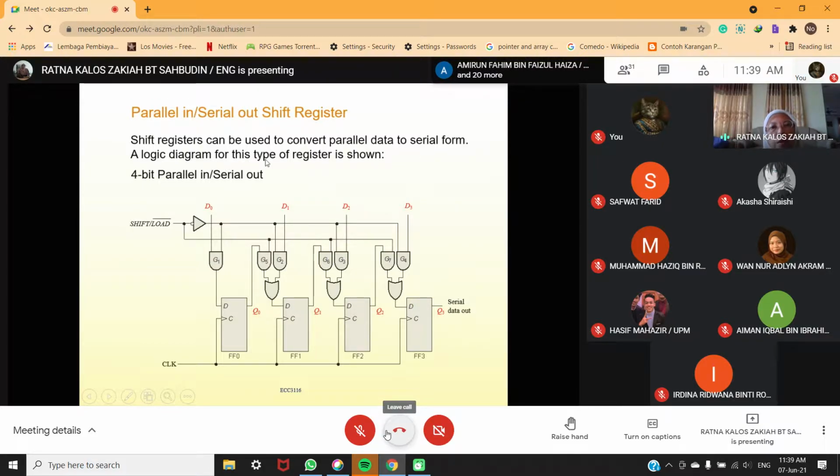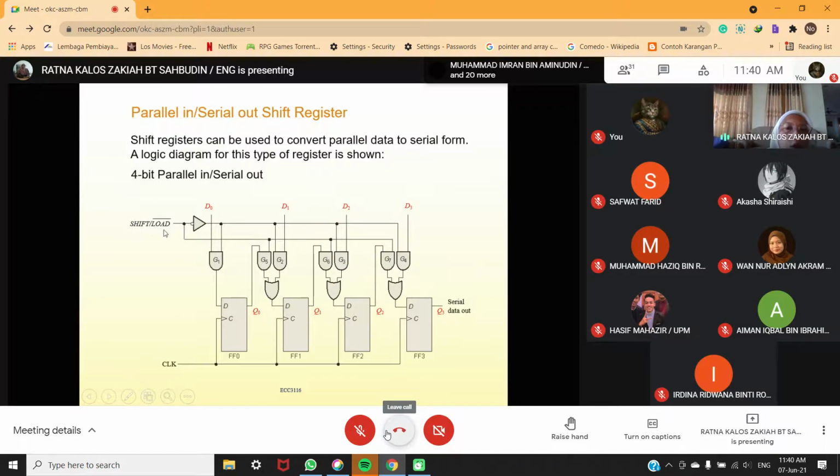The logic diagram for this type of register is shown. This is for 4-bit parallel in, serial out. When you have 4 bits, you have here 4 flip-flops. Remember that. This part is the input, parallel in. You have here D0, D1, D2, and D3. And then look at this part here, labeled as shift and load.